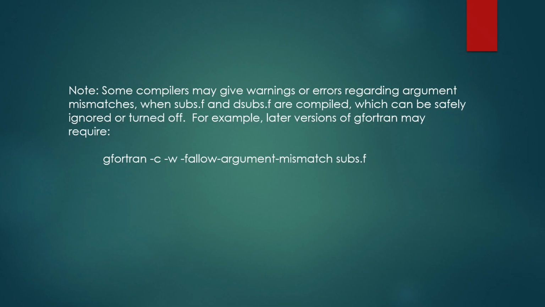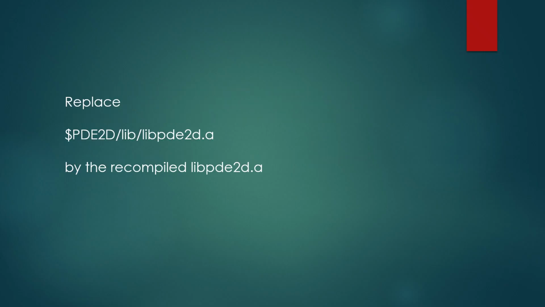Some compilers will give warnings or fatal errors regarding argument mismatches when compiling subs.elf and dsubs.elf, but these warnings can be ignored, and if fatal, they must be overridden. The errors seem to be very serious, but I can explain why they are not and are in fact intentional. Otherwise, the source code files are highly portable. Now just replace the old library with the recompiled one.